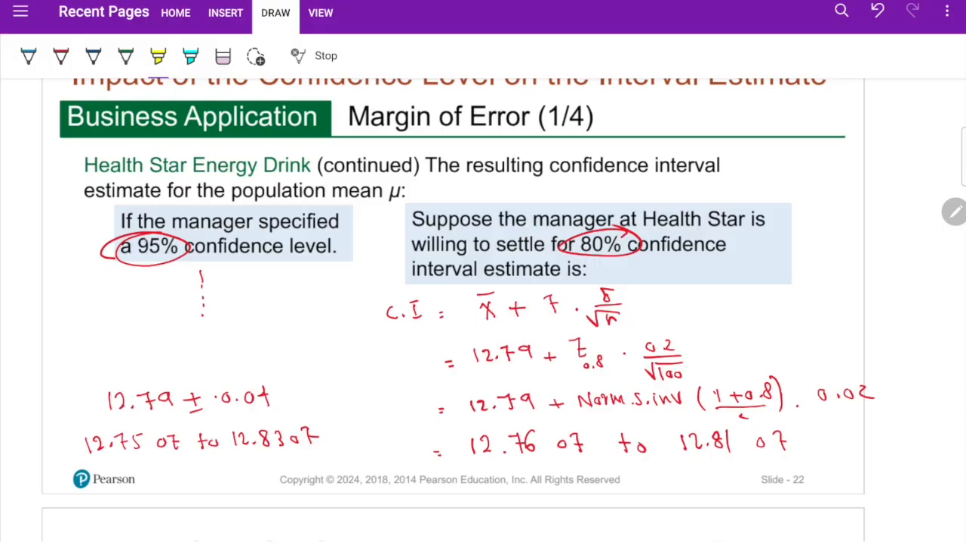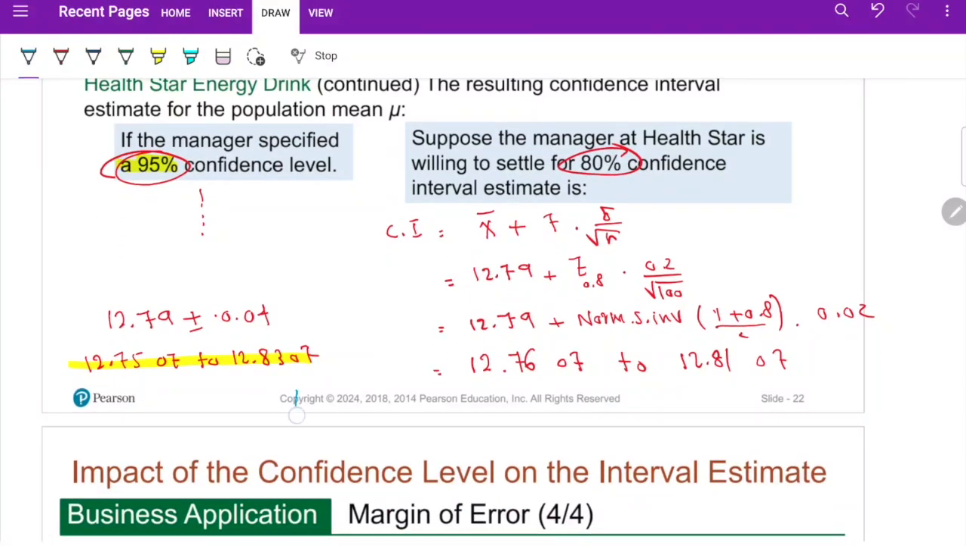What do you notice? When we have a 95% confidence level, this was my interval, between these two values: 12.75, 12.83. This is the confidence interval when you have a 95% confidence level. What happened when you shrink the confidence level? What happened to the confidence interval? It also shrinks. So this is the 80% confidence level. It becomes smaller.